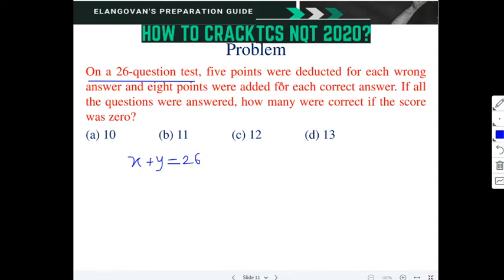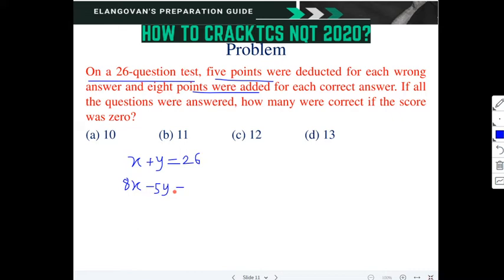Next, the second statement they have given is that 5 points were deducted for each wrong answer. For each and every wrong answer, 5 points were deducted, so minus 5y is the total mark deducted in the final score. And 8 points were added for each correct answer. So for x correct answers, he had scored 8 into x marks, and for y wrong answers, he has been deducted 5 into y marks.